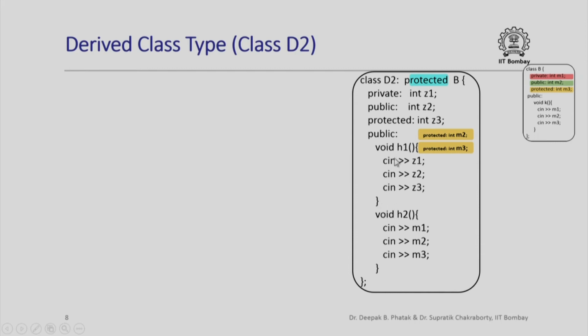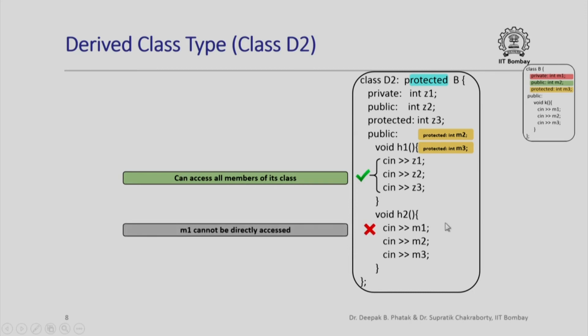And once again I have two public member functions here. This member function is trying to directly read values for the data members of the derived class, so this should be fine, because a member function can certainly access all the data members of the same class. Now what about H2? This is a public member function of the derived class D2, but here once again I am trying to access the data member M1 of the base class B, but M1 was private, so I will not be able to access it within the derived class D2.